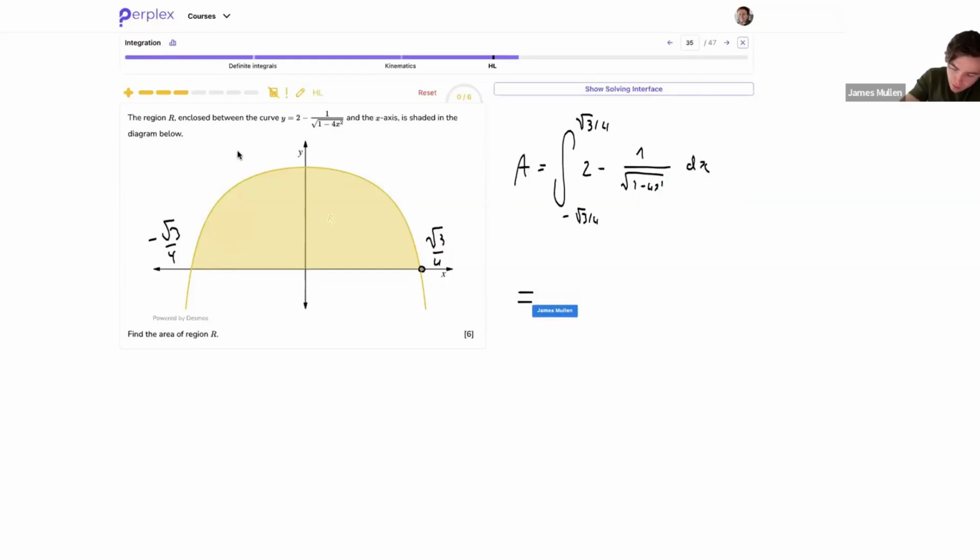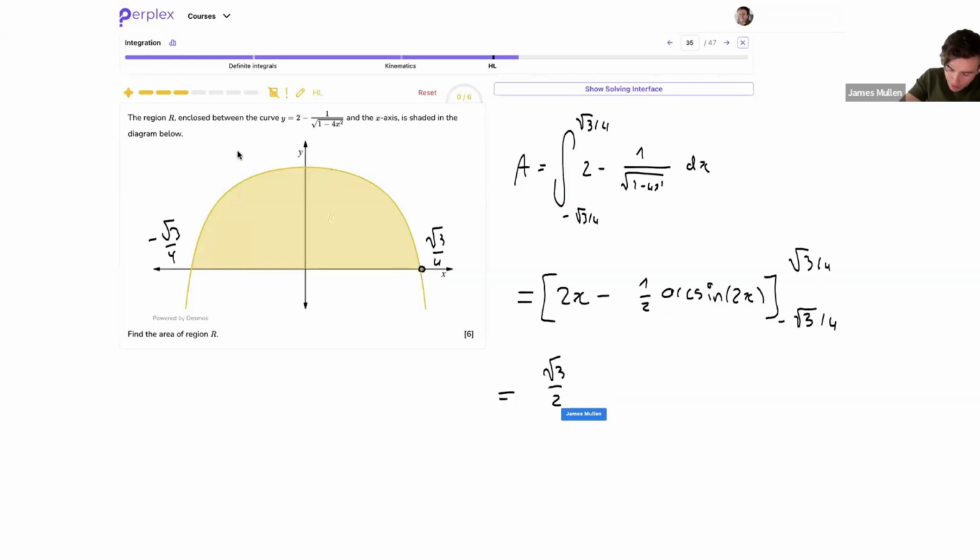And that is going to be equal to 2x minus, and I'm going to look at my formula booklet and I realize that this 1 minus 4x squared is exactly the form for 1/2 of arcsine of 2x. Okay? And all of this is evaluated from negative root 3 over 4 up to root 3 over 4. So let's start with this 2x. I'm going to have root 3 over 2 at the upper bound, and then minus negative root 3 over 2 at the lower bound.